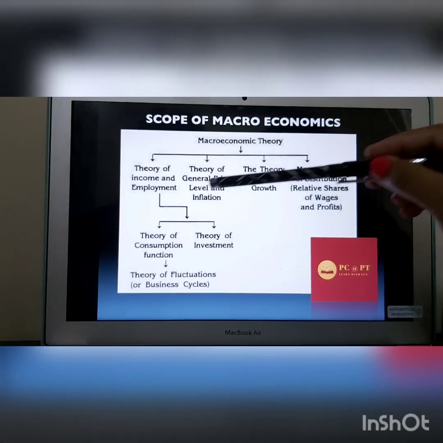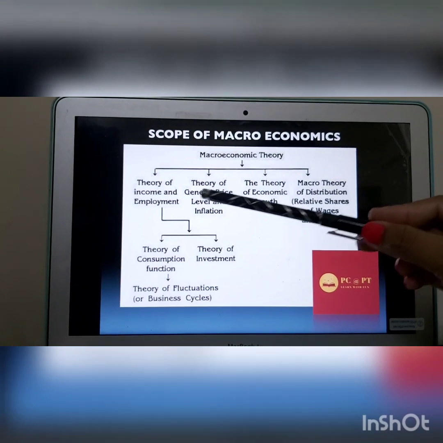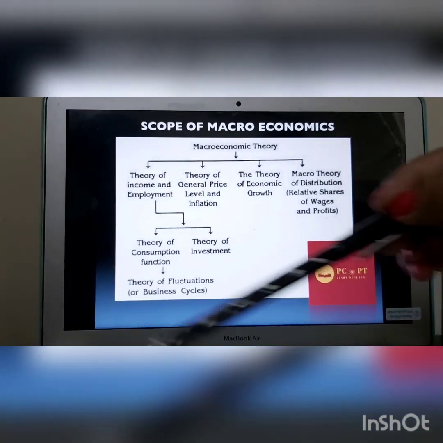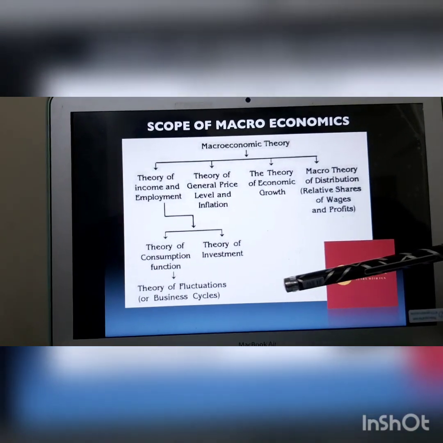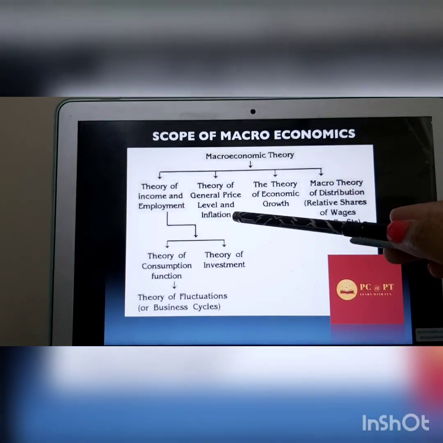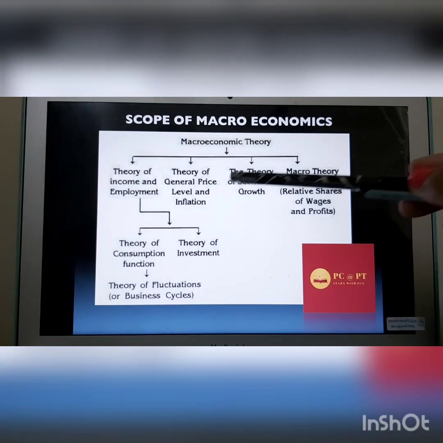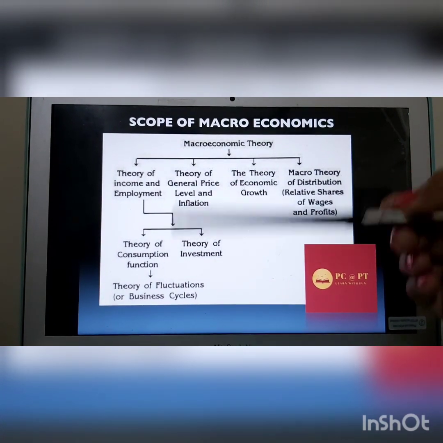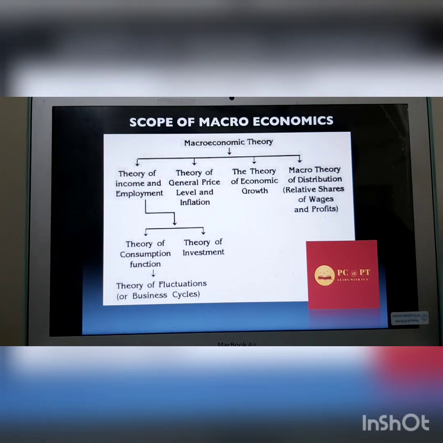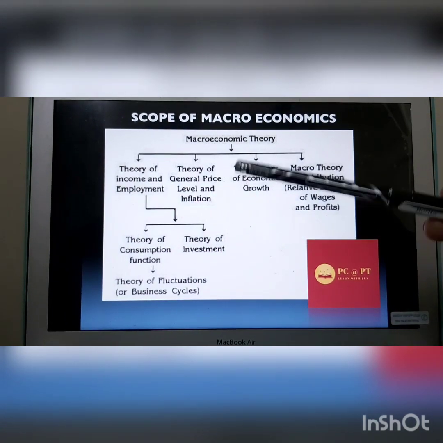Next, theory of general price level and inflation. I have explained this in your notes itself. General price level, the general price of food grains in the economy, general price of cloths in the economy. Inflation is something you are supposed to control, it is part of macroeconomics. What is inflation? Rising price of goods and services. So controlling the prices is the motive in the theory of inflation.